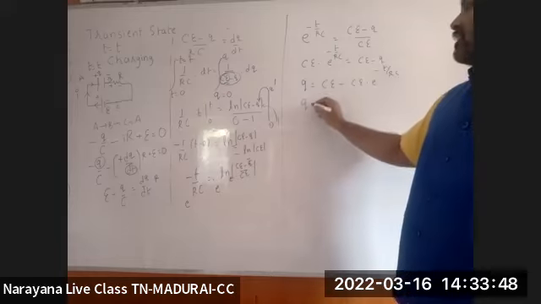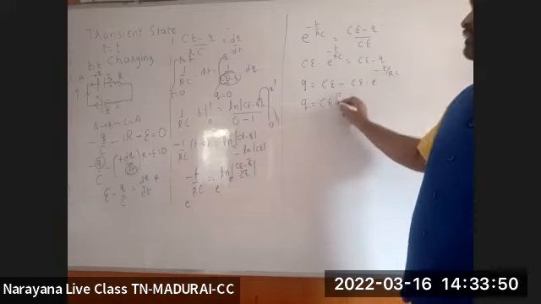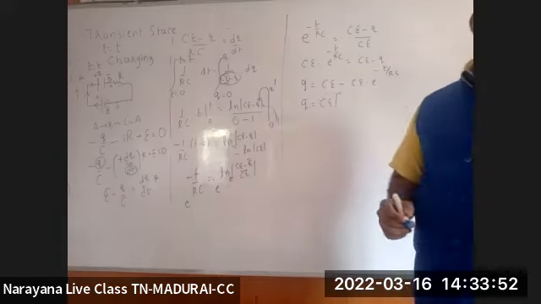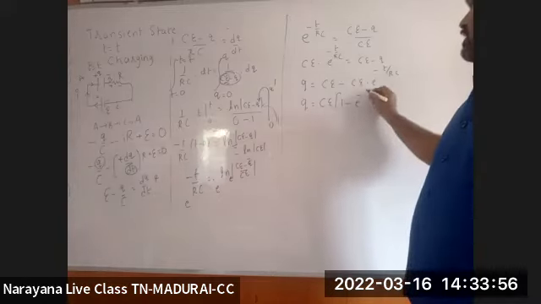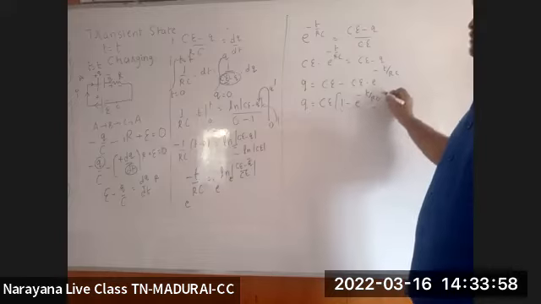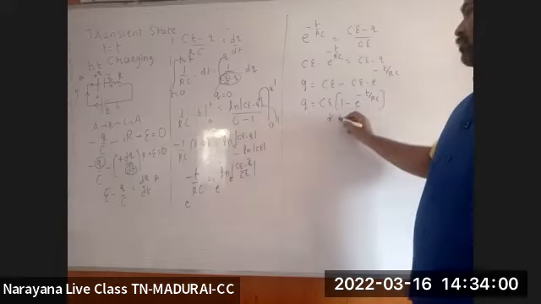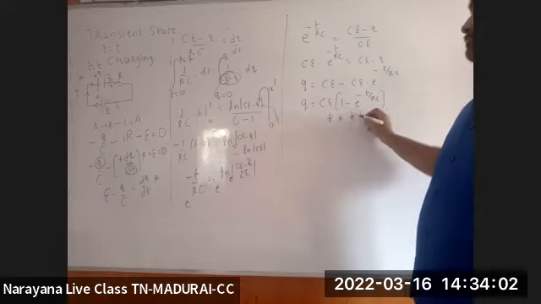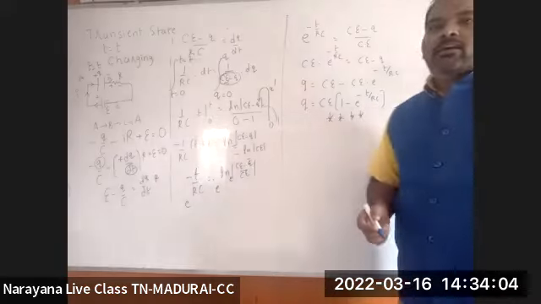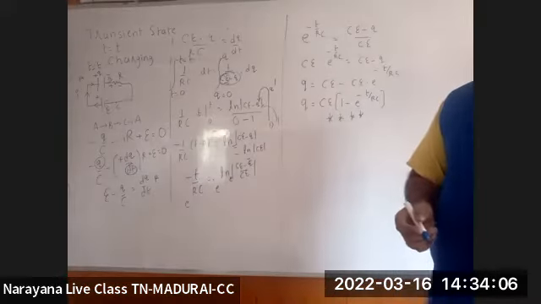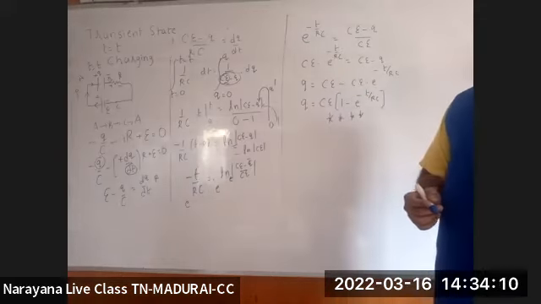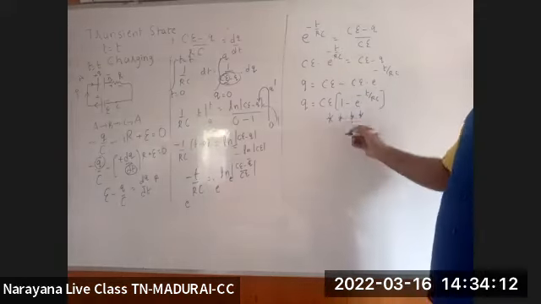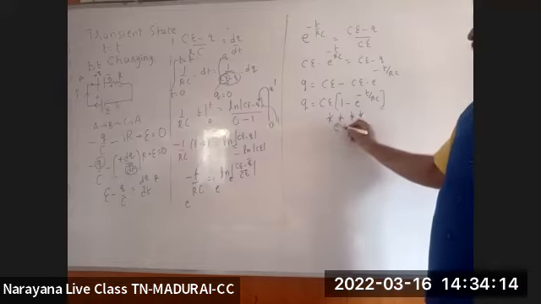So what is the charge after t seconds? C into E I will take outside. So what can I write? 1 minus e power minus t by RC. This is the most important expression. During the charging process of the capacitor, at any instant t seconds, this gives the charge on the capacitor. It is representing exponential increment.